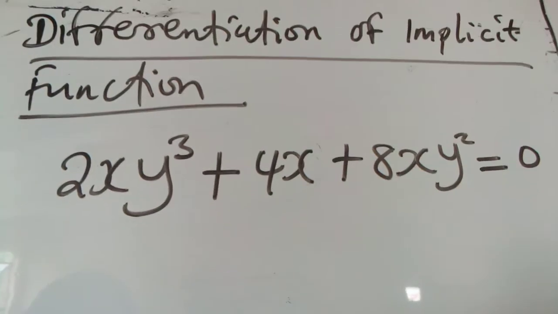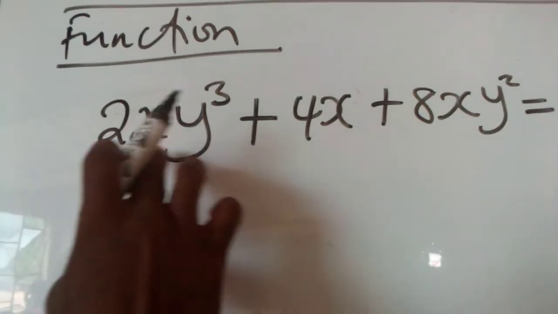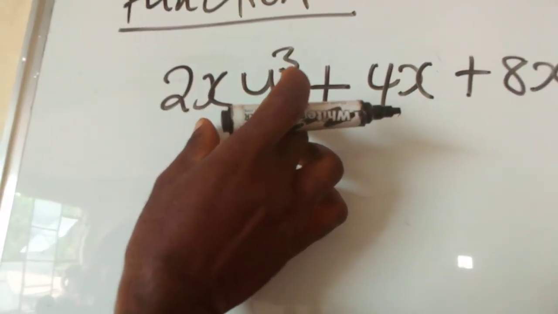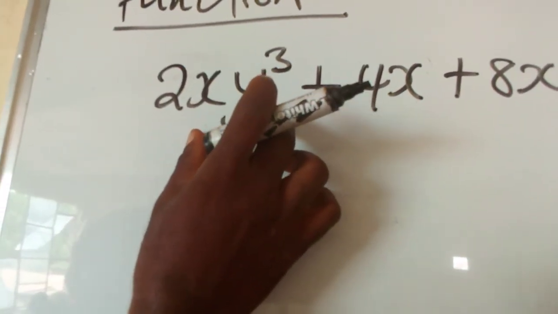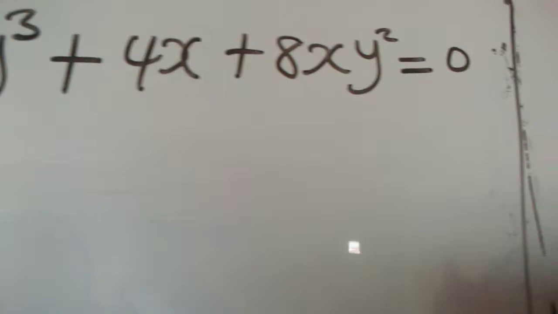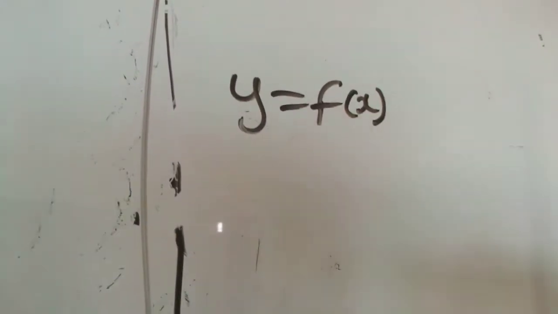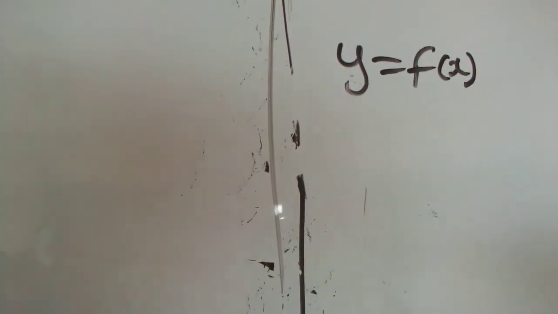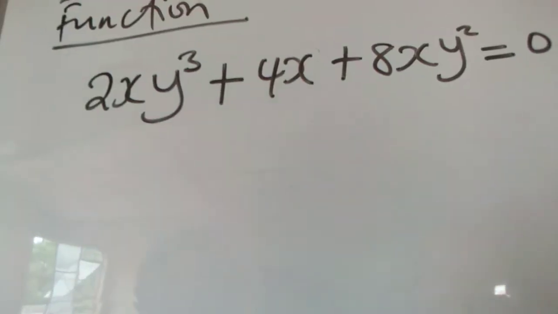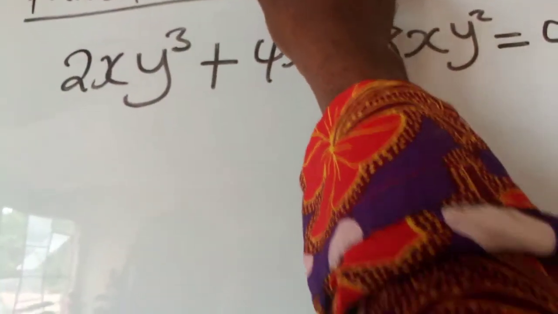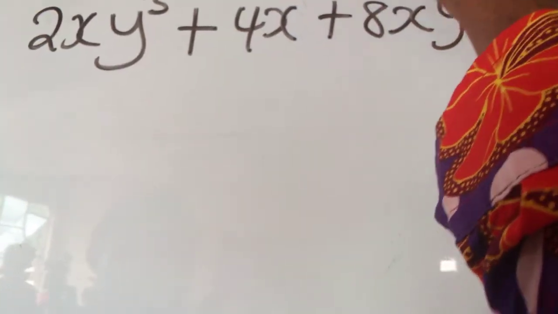Why is it an implicit function? x and y are now one term. But normally, we usually have y as a function of x. But now, we have x and y as one term. Then how do you now solve this? It means that you are asked to find dy over dx.